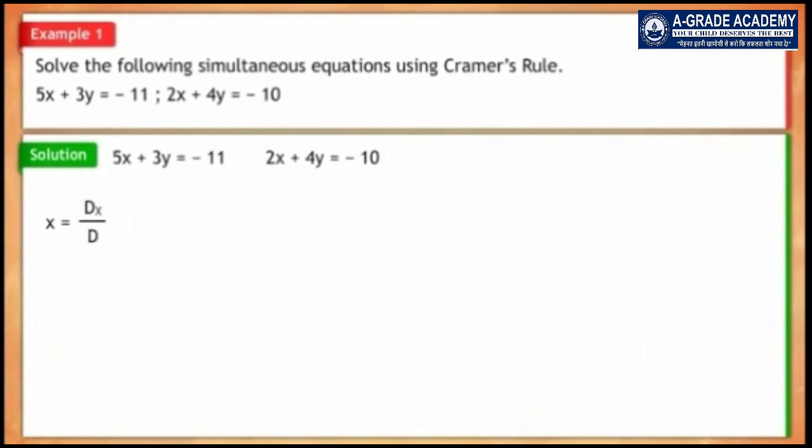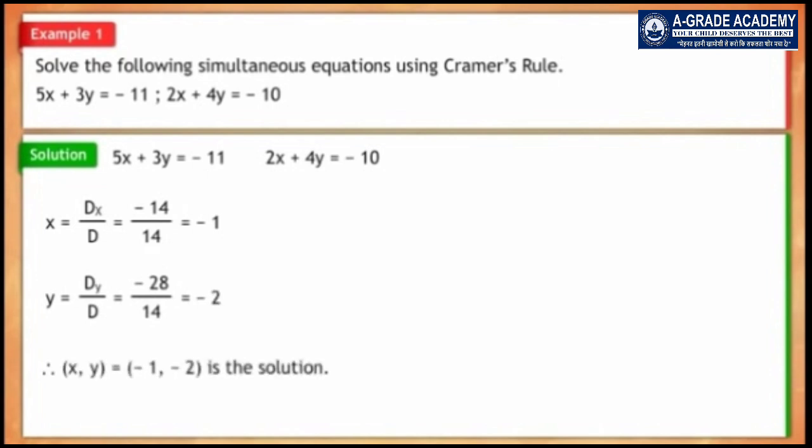x is equal to dx upon d, which is equal to minus 14 upon 14, which is equal to minus 1. And y is equal to dy upon d, which is equal to minus 28 upon 14, which is equal to minus 2. Therefore, (x, y) is equal to (minus 1, minus 2) is the solution.